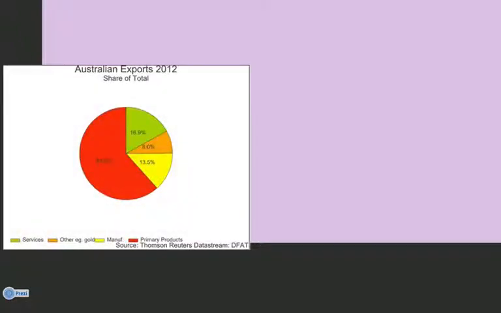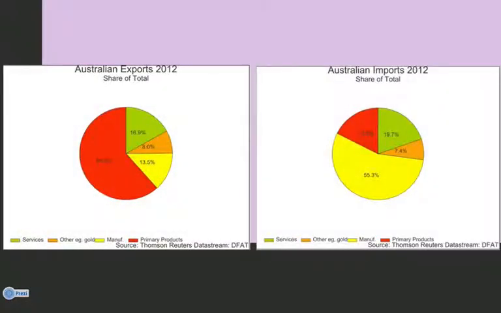These charts provide a slightly different perspective on Australia's export performance in 2012. What we pick up here is clearly that primary products dominate exports as a share of total, but that services at 17% are very significant. If we look at imports, we see that manufacturing dominates and services also quite strong at 20%. So quite a different mix, reflecting Australia's comparative advantage in different areas.